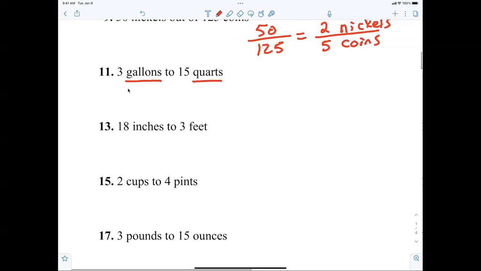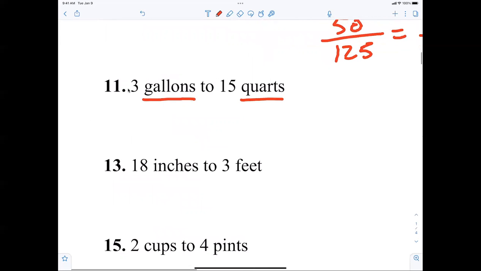Yes, ma'am. So everyone, if you didn't know that, write down 4 quarts is equal to 1 gallon. Right? That's what I want you to know. So now if you have 3 gallons, Evan, if you have 3 gallons, how many quarts do you have?